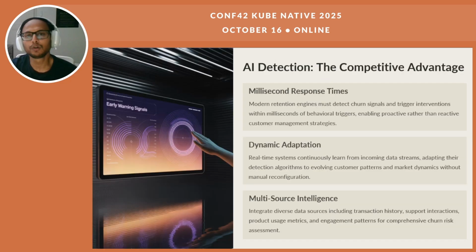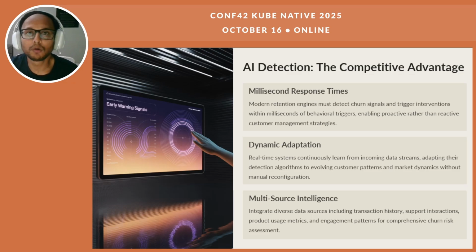So then talking about how AI helps in this case? This is the new age of AI. I'd say there's three major advantages that AI can offer here. One, instantaneous response times, right? So we want models that are able to detect churn signals and trigger interventions right when the behavior happens. And so they need to be proactive rather than reactive.